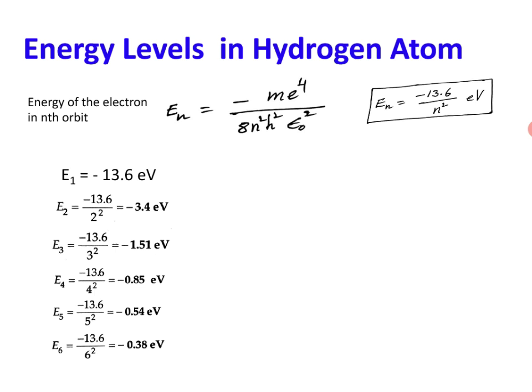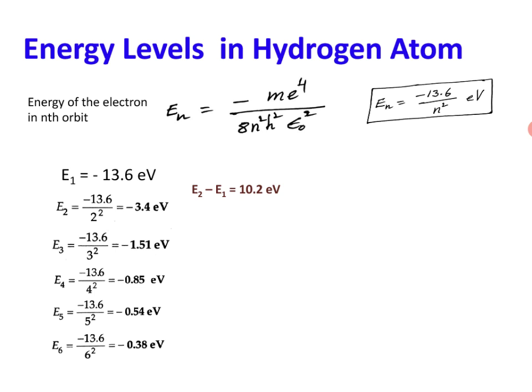Now if you observe the energy difference between any two energies, for suppose between 1 and 2, for suppose E2 minus E1, higher energy state minus lower energy state, then that energy difference you will get 10.2, that is minus 3.4 minus of minus 13.6. So that is why the positive value 10.2 electron volt.